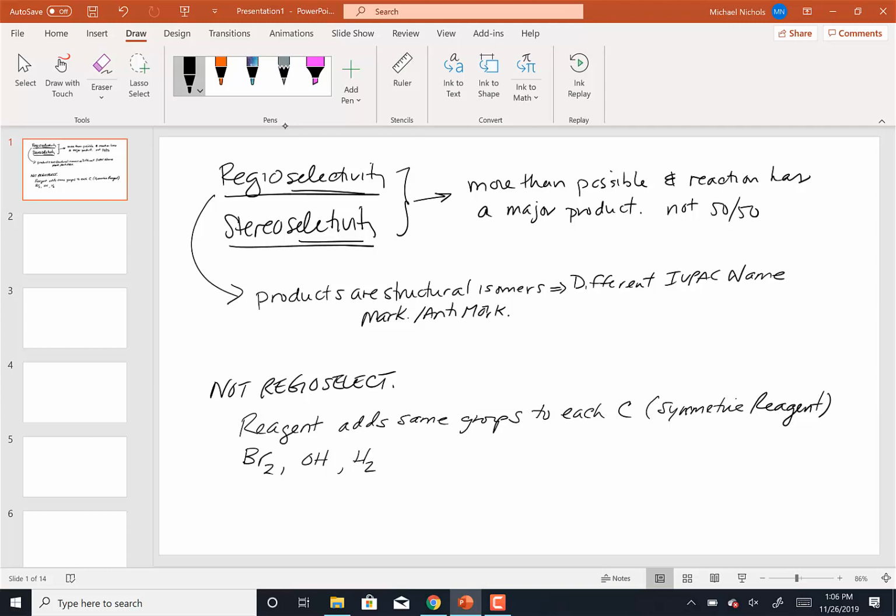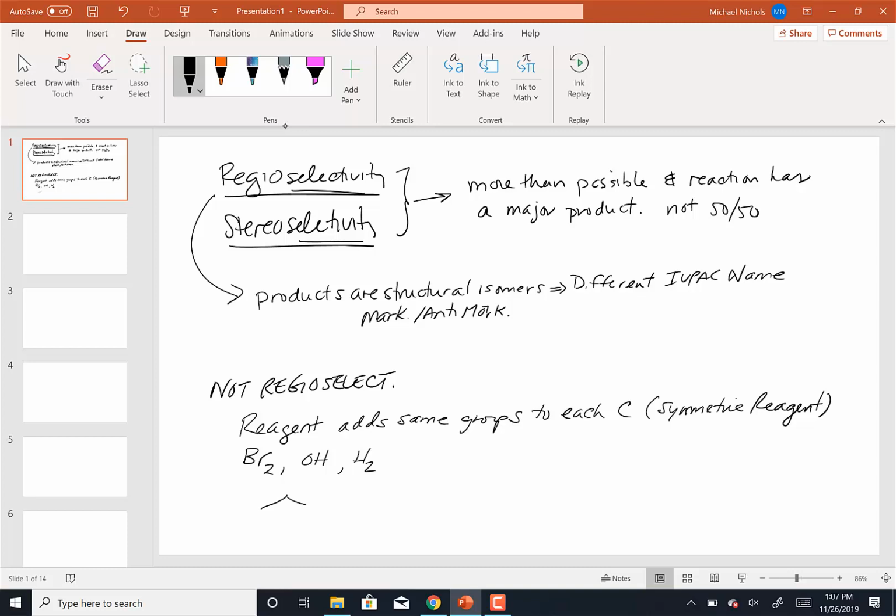You could end up with Br2 and water addition, a couple pages that might be helpful. You could add Br2 and water because then you're adding two different things, but if you're adding the same thing, it can't be regioselective. That would be the same as saying the reaction is neither Markovnikov nor anti-Markovnikov. So on the chart where it says neither, it says neither because of the reagents that are symmetrical. So that can't be regioselective.